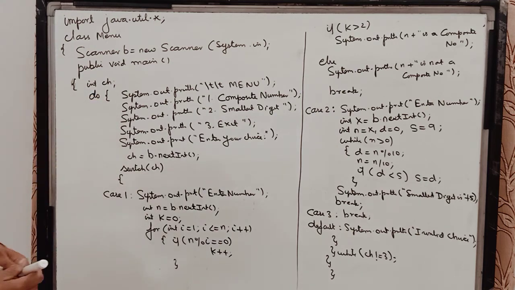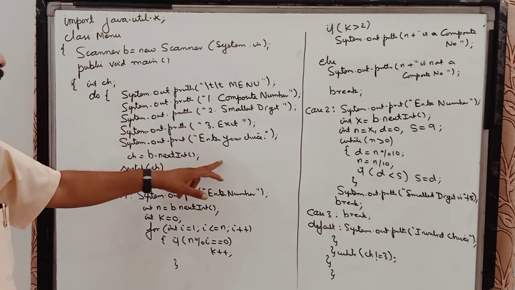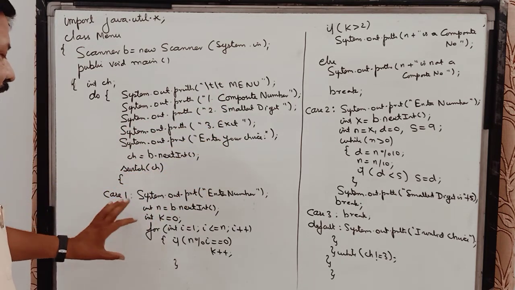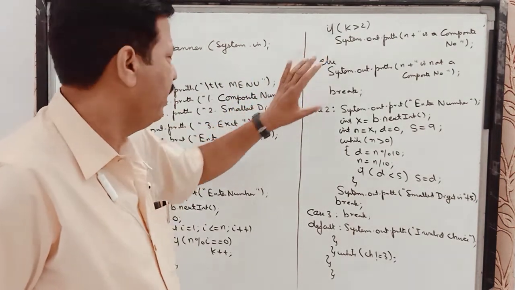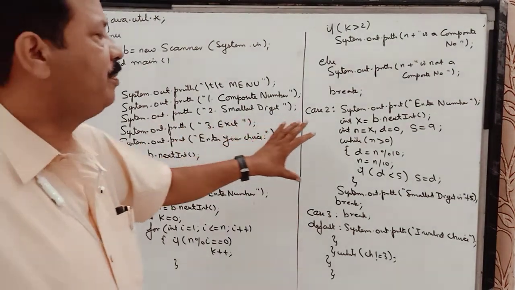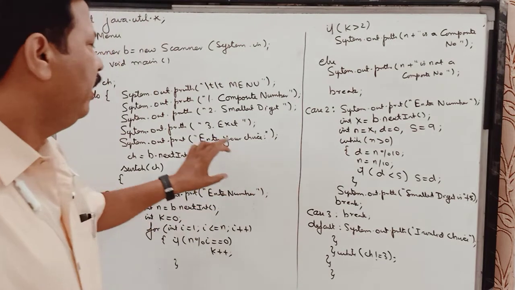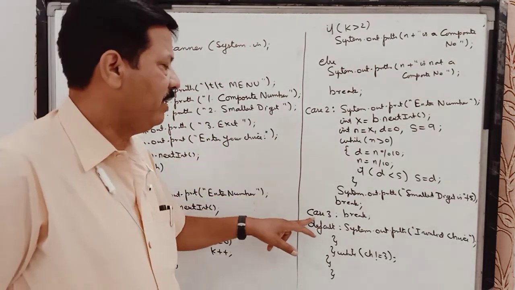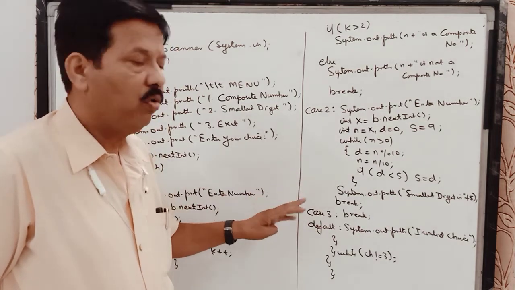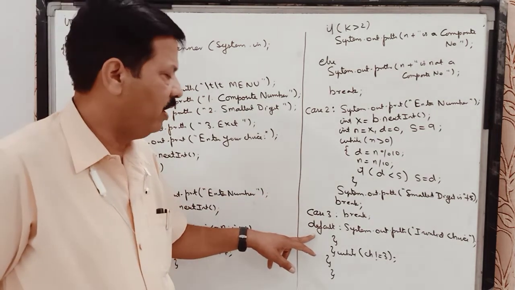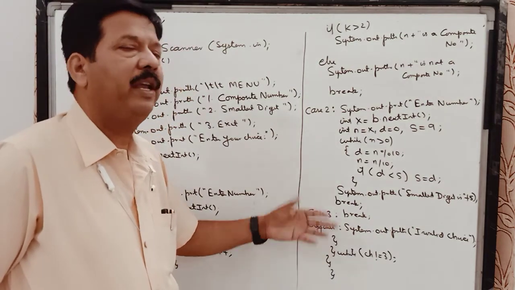And here I have printed my menu. And after printing my menu, I have entered the choice according to the menu. If my choice is 1, this part of the program where I am checking for composite number gets executed. If my choice is 2, then this part of the program where I am finding the smallest digit gets executed. If my choice is 3, then I break. Break means I will come out. And if my choice is other than 1, 2, 3, this default statement gets executed, which says that it is invalid choice. And here I am again going up.